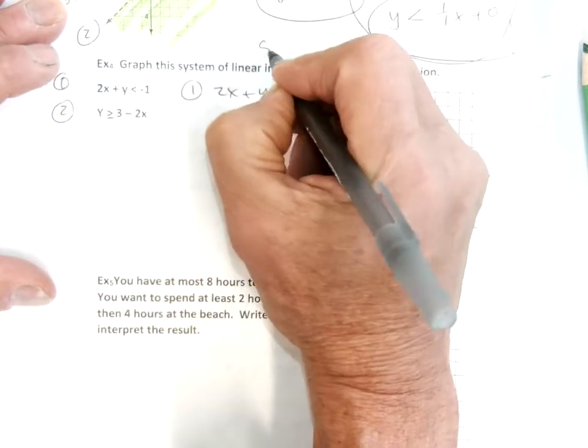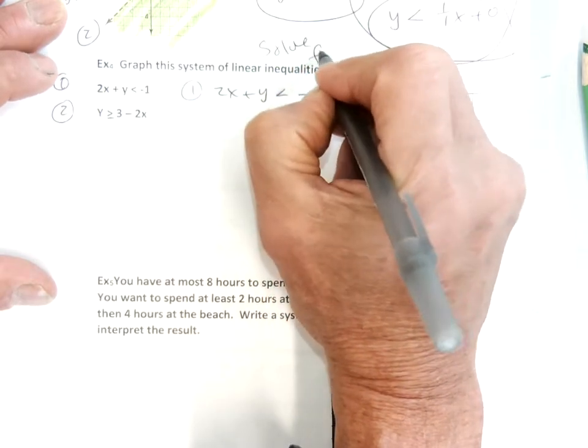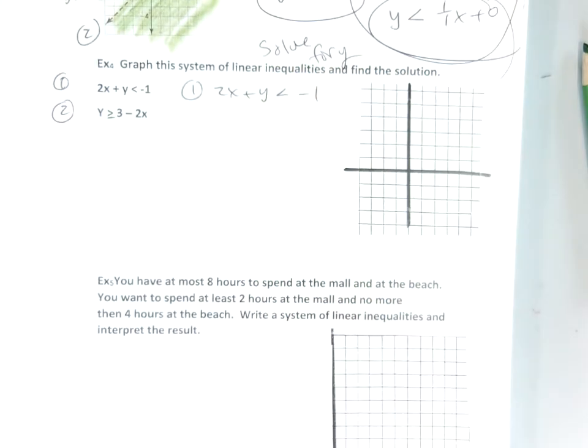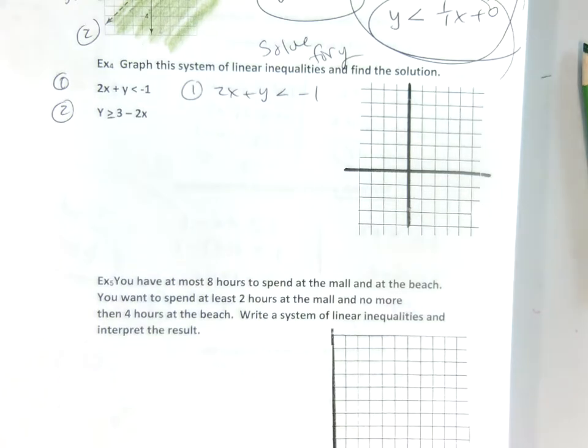Okay, I like to solve for y. I really do. So equation 1 is not ready to graph yet, so I'm going to solve for y. Let's bring the 2x over. Come on, smart kids. I know you're smart. Let's just bring the 2x over.